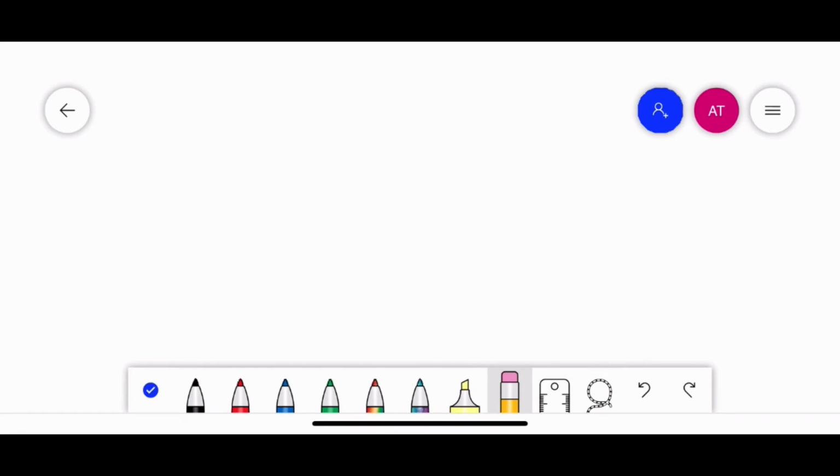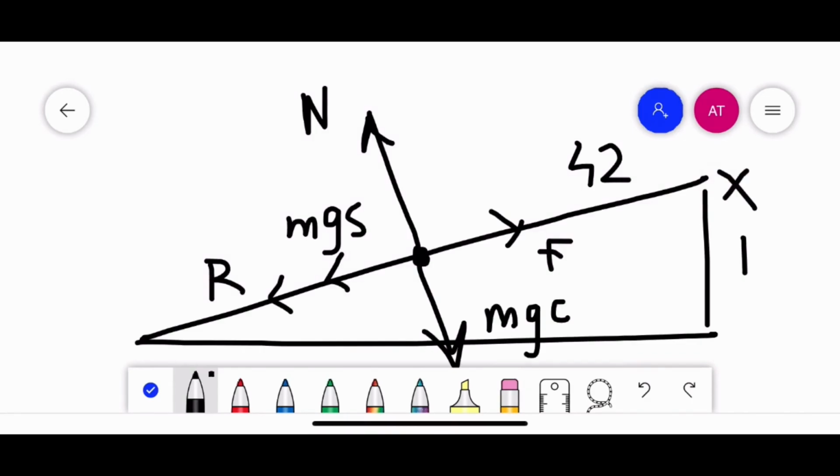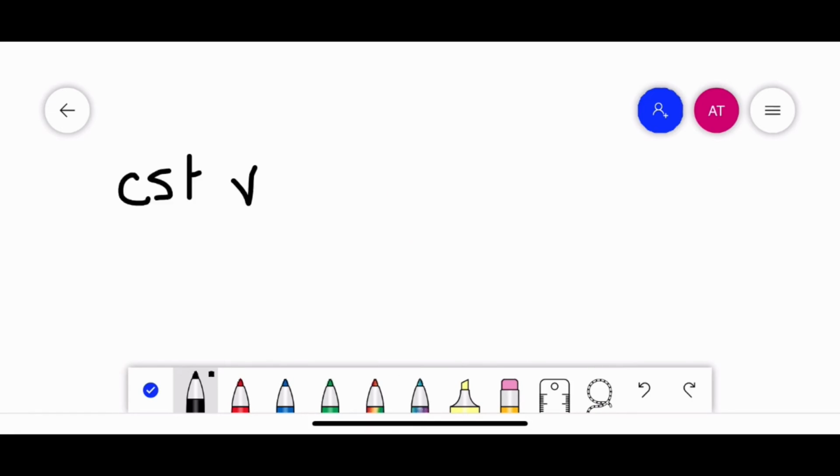Basic question 7 says a train of mass 120 tons is ascending an incline of 1 in 42 at a constant speed of 18 meters per second. If the power being exerted by the engine is 810 kilowatts, find the resistance to the motion. We start by drawing an FBD, and the incline of 1 in 42 means that for every 1 meter in height, the train covers 42 meters in distance. The x-axis is along the incline, the y-axis is perpendicular to the incline, and along the y-axis we have the normal force and mg cosine theta, while on the x-axis we have the driving force, mg sine theta, and the resistance.